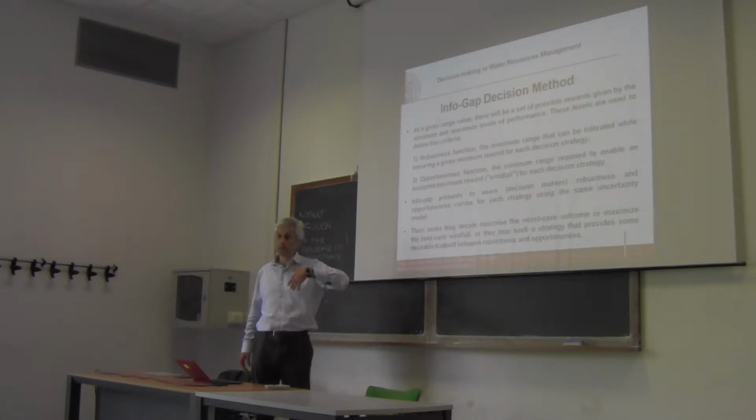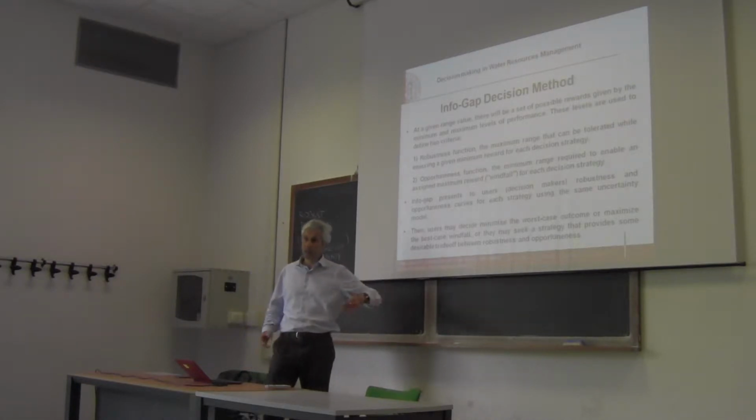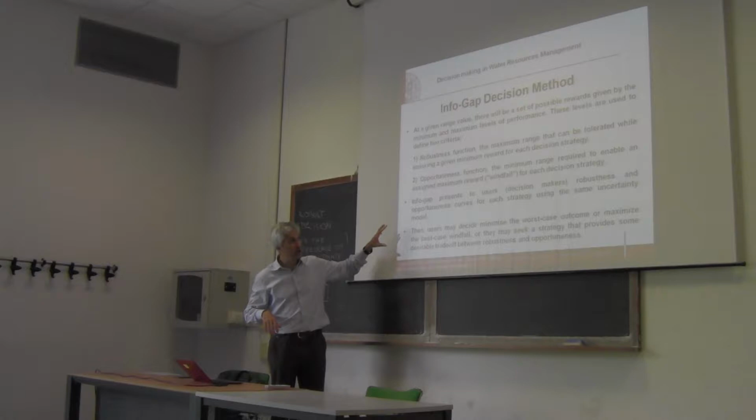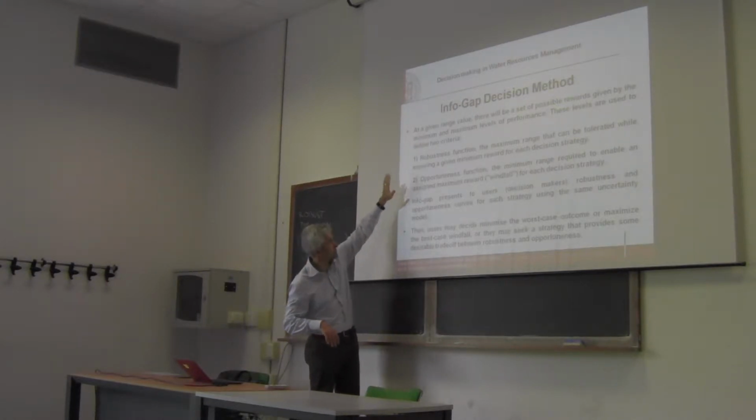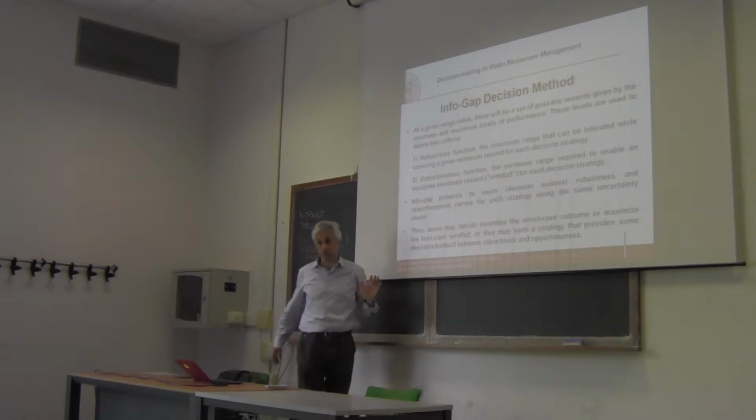Meaning that when you are attempting to minimize a regret, you may realize that there are solutions that give an unexpected outcome. But InfoGap is the only one that says, besides plotting a robustness function, let's plot an opportuneness function.